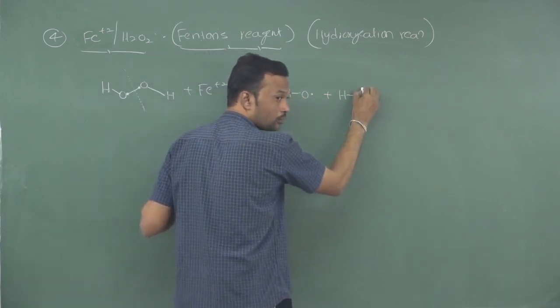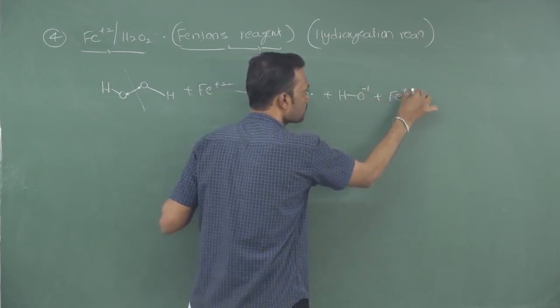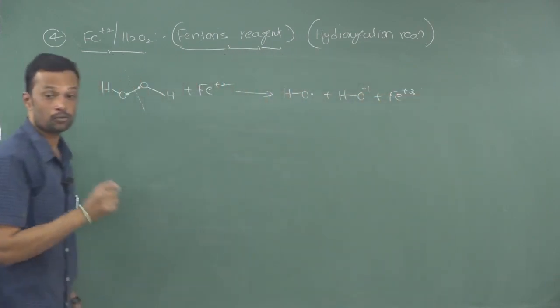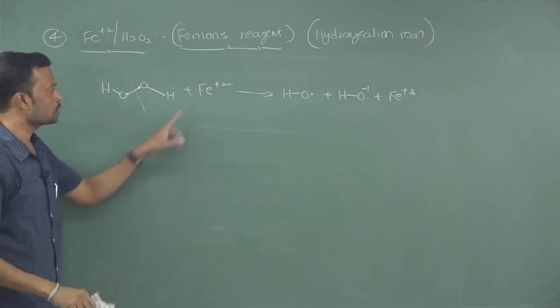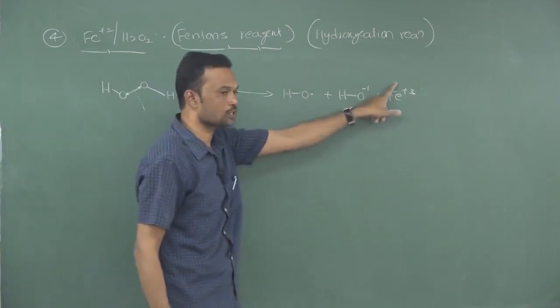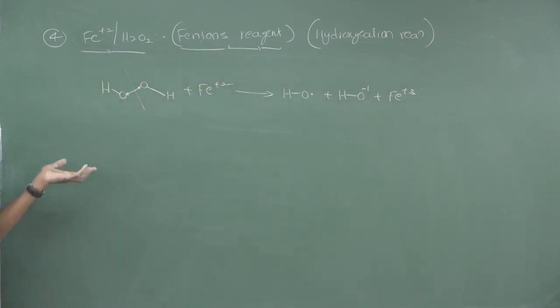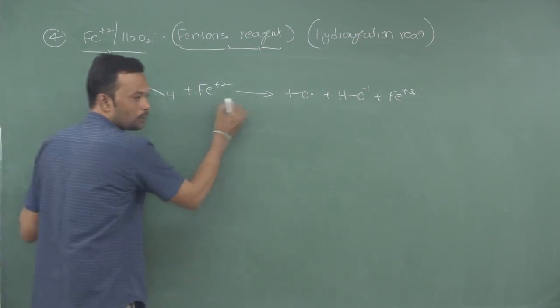Hydroxy anion. Can I write anion or radical? Anion. And what about iron? Iron becomes plus 3. Ferrous becomes ferric. Is it losing an electron or gaining an electron? Losing an electron. So from here to here it is oxidation, and this is undergoing reduction. Loss of electron, gain of electron. Two things are happening here at a time.